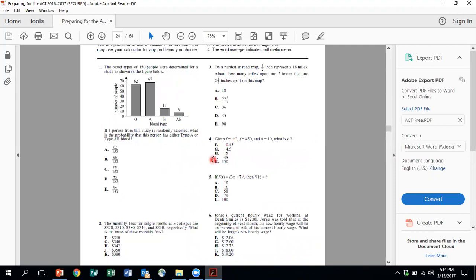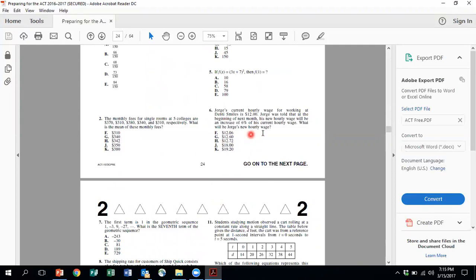So looking at it, we want to look for things that give something specific. For example, what is C? That's specific, and they give you answers. It's not variables here. So we can back solve that one. What will be Jorge's new hourly wage? Oh, we can back solve here. What is the mean of these monthly fees? You can back solve here, but somebody asked this early. It's probably just easier to just find the average here than to back solve. So on this one, I could back solve it, but I'd rather just find the average of that one.